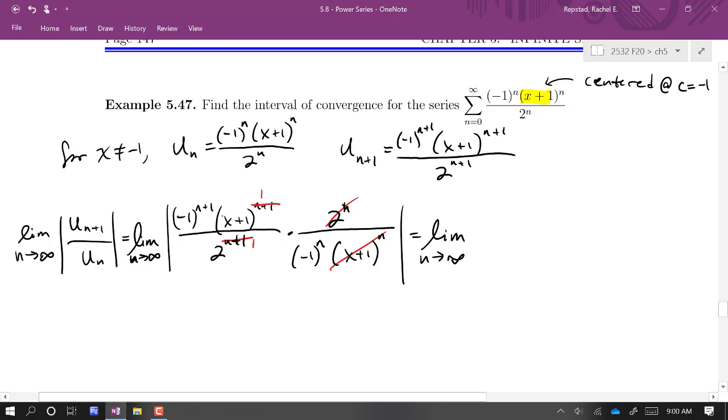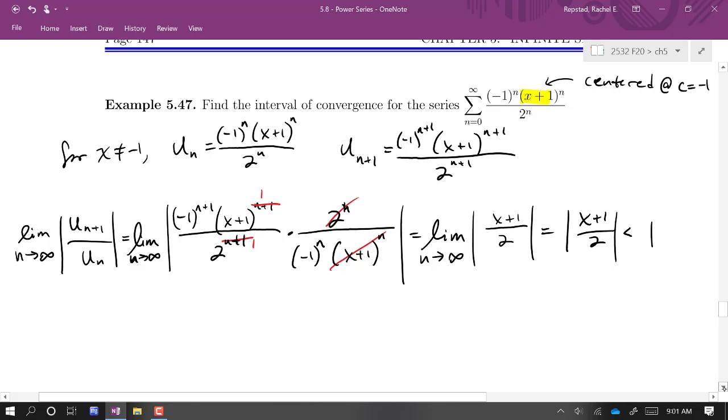So what we're left with is x plus 1 over 2. So now we're taking the limit as n approaches infinity. There's no n's left, right? There's nothing for n to do. This thing is fixed. Whatever value of x we're looking at, this whole limit is just the absolute value of x plus 1 over 2. And to get convergence, what we need out of this is for this to be less than 1.